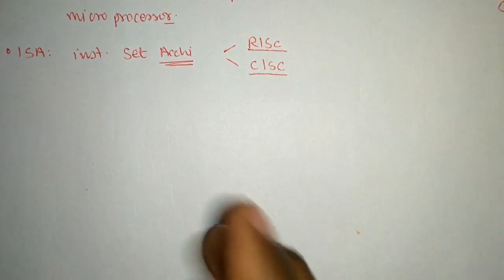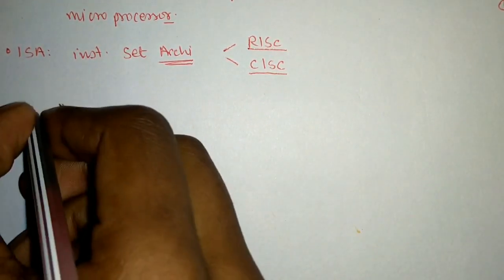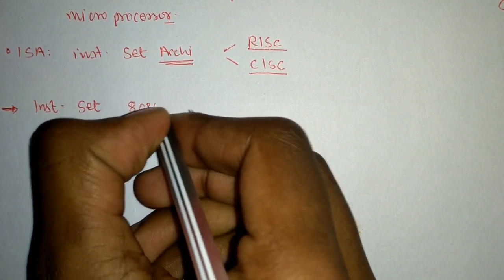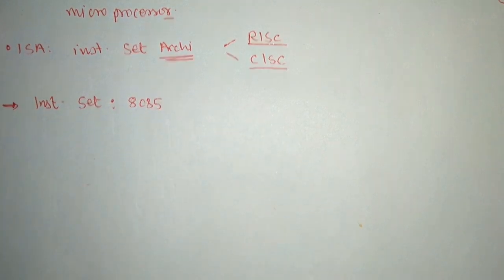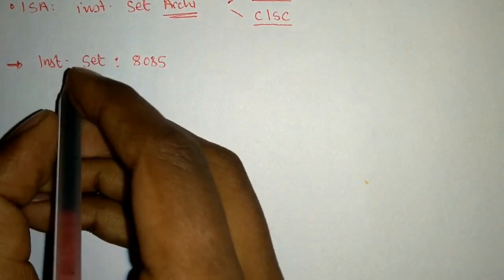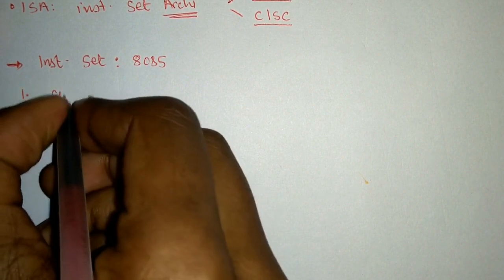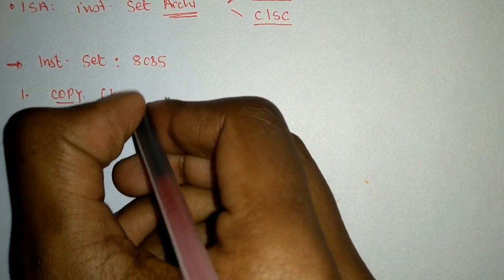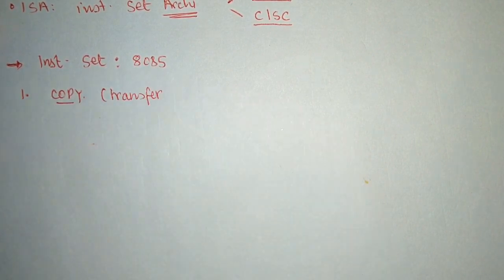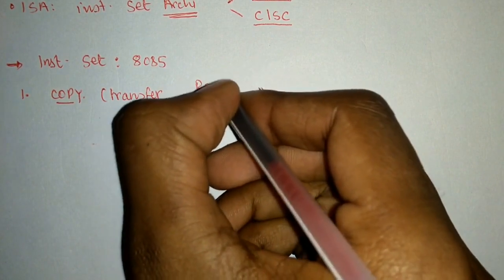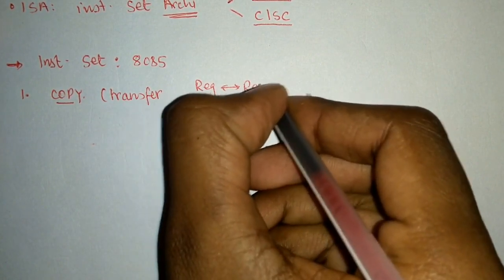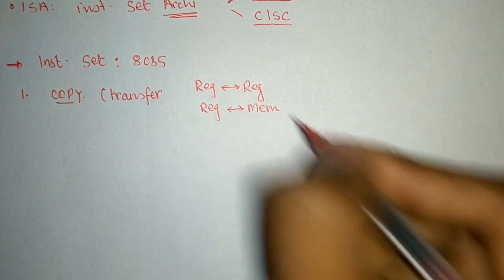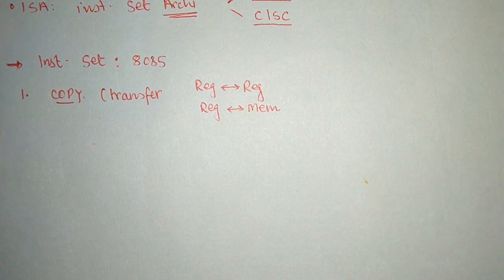So let's discuss the instruction set of our 8085. All the instructions that an 8085 can execute, what are those? There are 5 types of instructions that it can execute. One is called the copy instruction. What do we mean by copy? It is basically related to the transfer of data. The transfer of data could be from register to register, or register to memory. The data can be transferred from any location to any location that is desired, whatever we want to do.